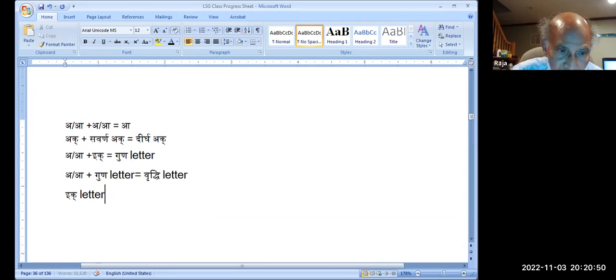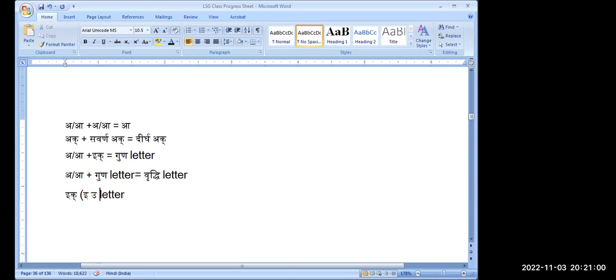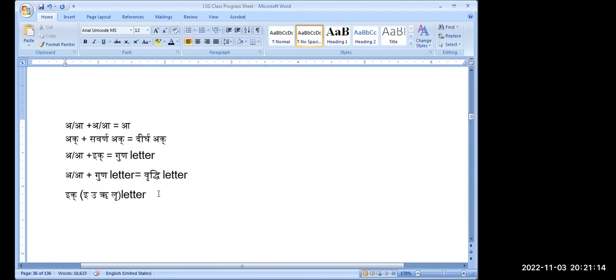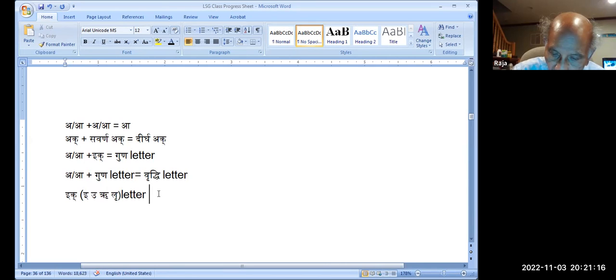I'm hoping that you will remember this. It is I, U, Ru, and Lu, either short or long form. And that you add this similar vowel.